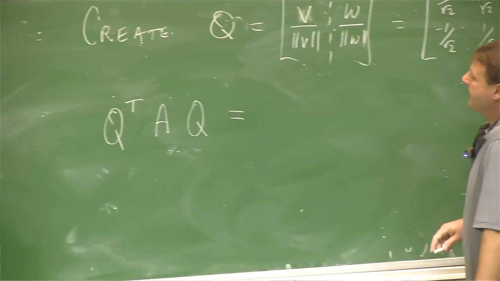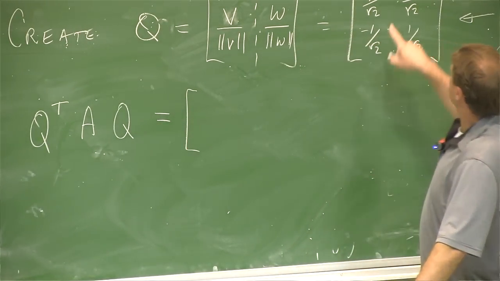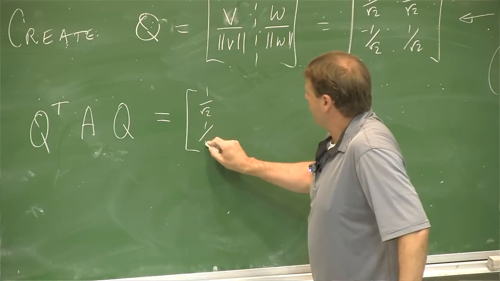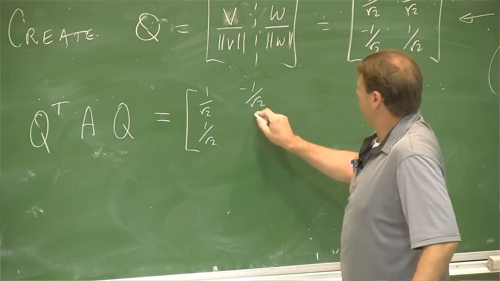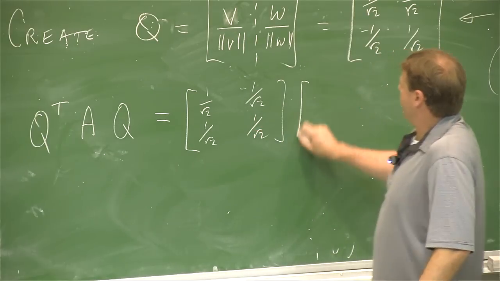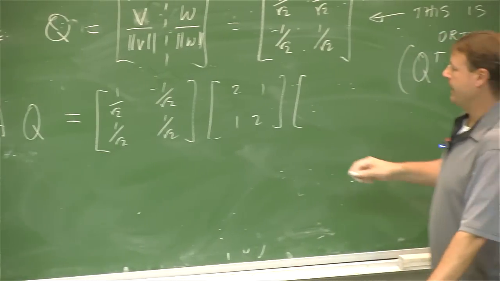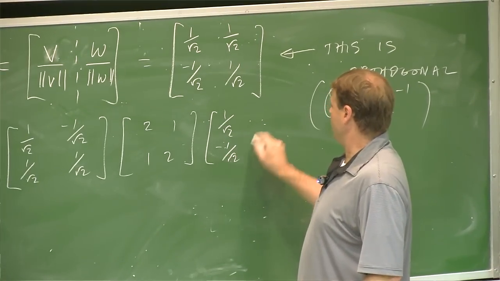so what is that? Let's do that. Q transpose is 1 over root 2, 1 over root 2, negative 1 over root 2, 1 over root 2. And then A is 2, 1, 1, 2. And then Q is this right here, 1 over root 2, negative 1 over root 2.